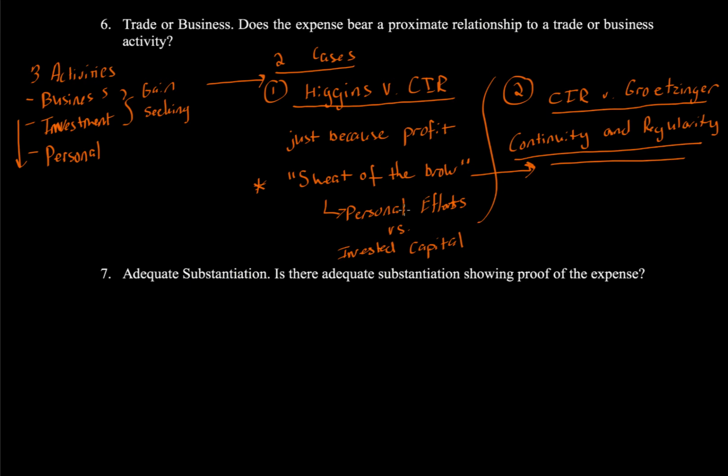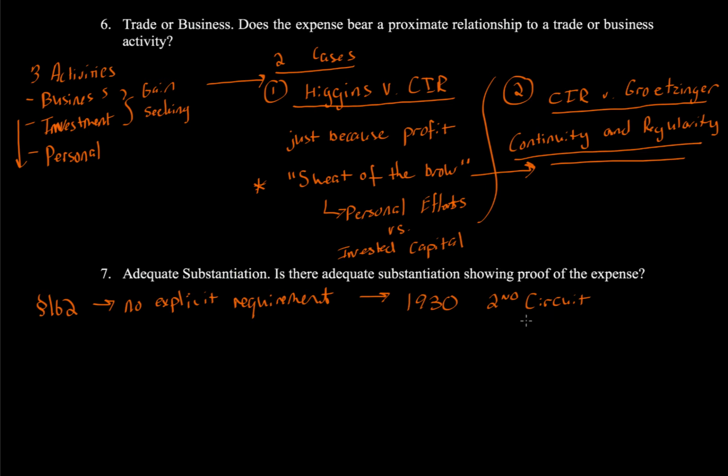So now let's consider adequate substantiation. Is there adequate substantiation showing proof of the expense? I want to note something. In section 162, there's no explicit requirement for substantiation. So I need to explain how this developed. Really, in 1930, there was a landmark case. It wasn't a U.S. Supreme Court case. It was a Second Circuit case, which is a powerful circuit, the circuit of New York.